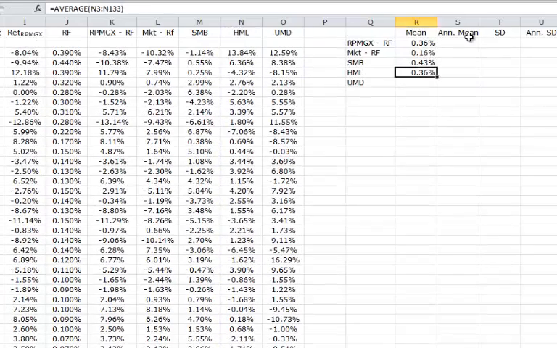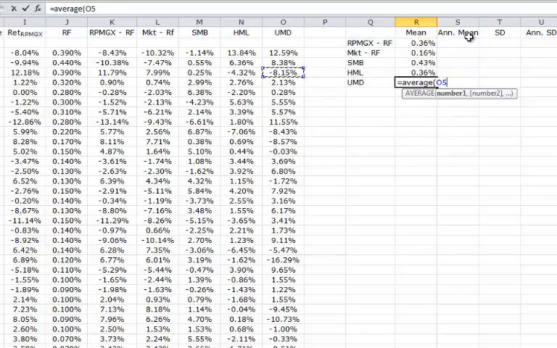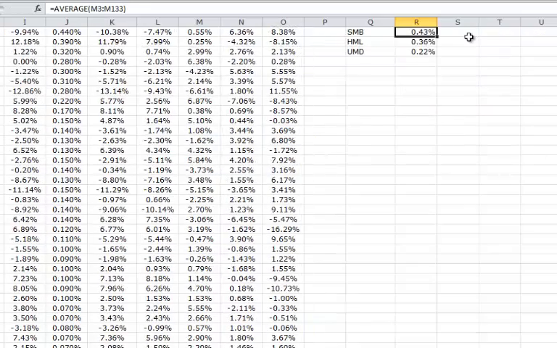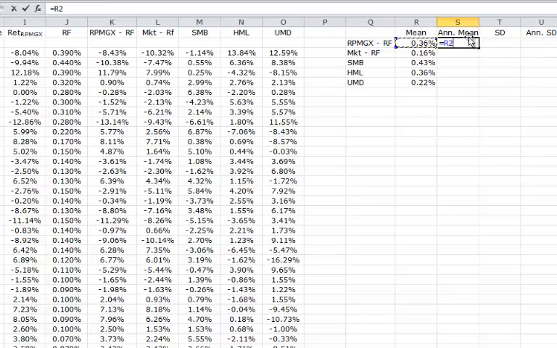And the average return to UMD. Let's annualize it. So we just take that times 12. Take it on down the line. Percent. Couple decimals. Very good.